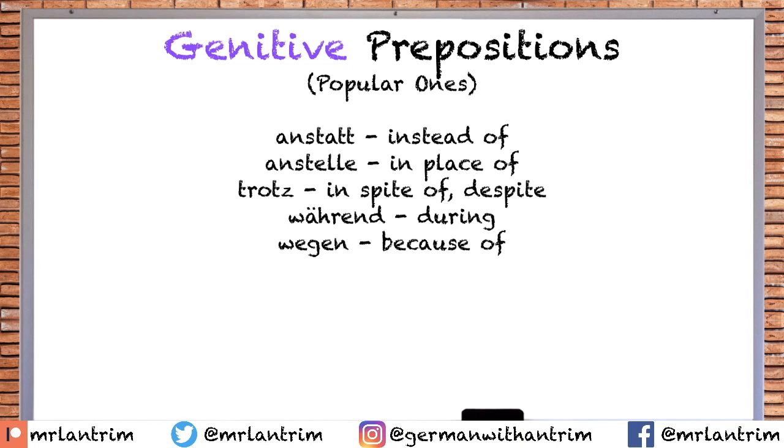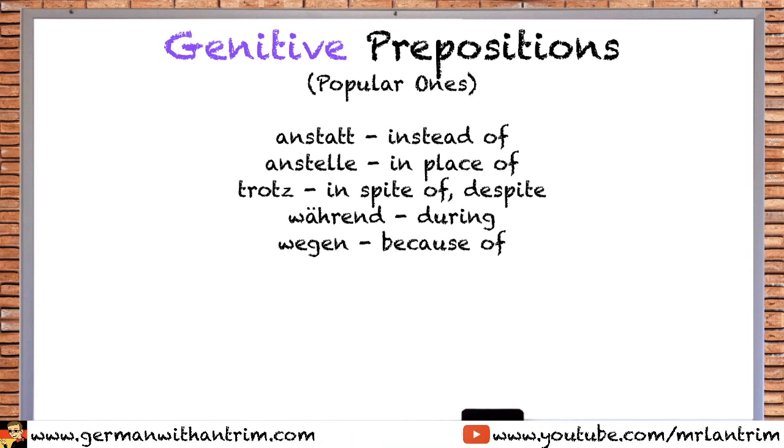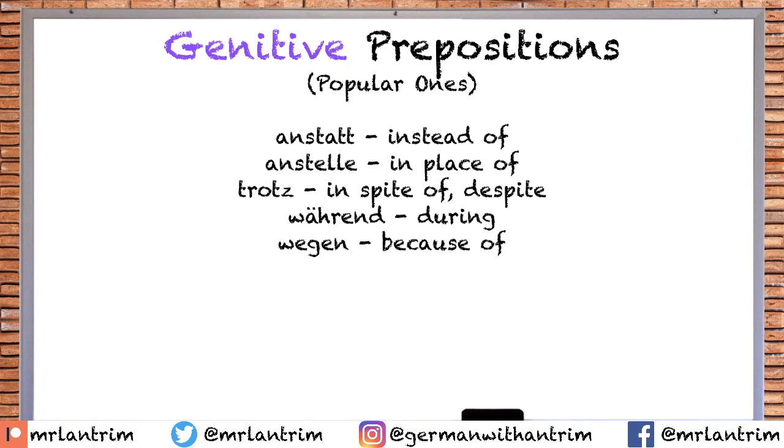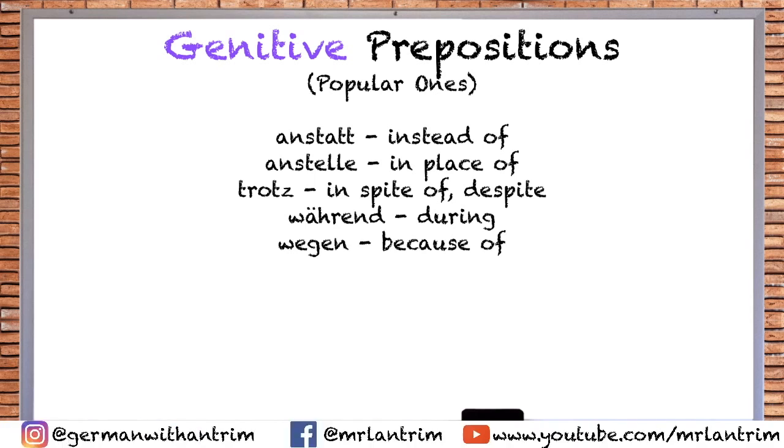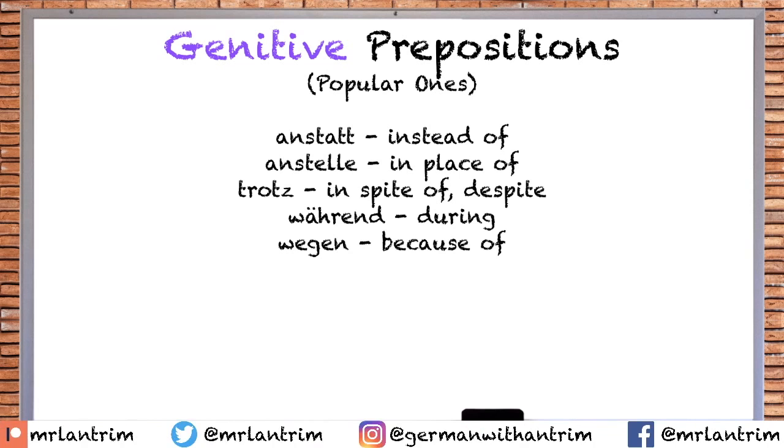Genitive prepositions, there are a ton of them. There are some popular ones, which are the ones that are usually going to show up in somebody's textbook. These 5, or if you consider anstatt and anstelle to be the same thing, then there's only 4 here, but 5 actual words. And those are the popular ones, and then we'll get to some obscure ones here in a little bit. But anstatt means instead of. So instead of this, we have that. Anstelle, in place of. So if something is there, but we put something else in place of that, then that's anstelle. The only difference between anstatt and anstelle is this very tiny little change.